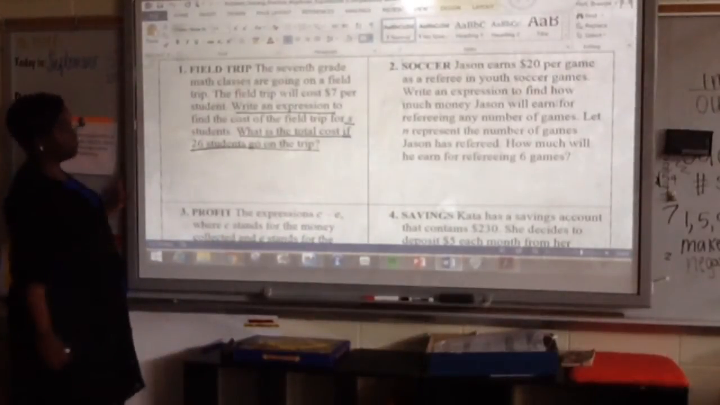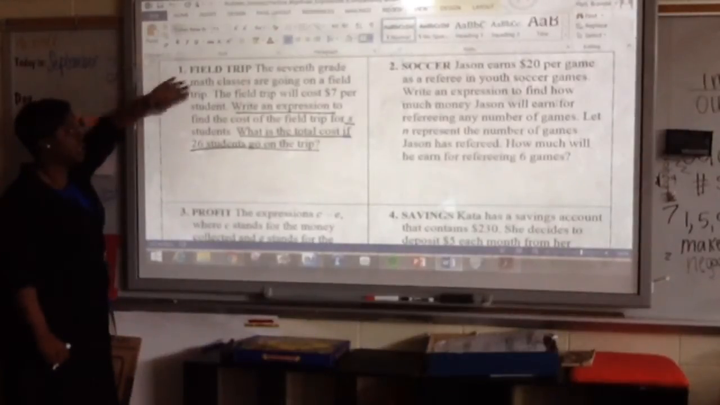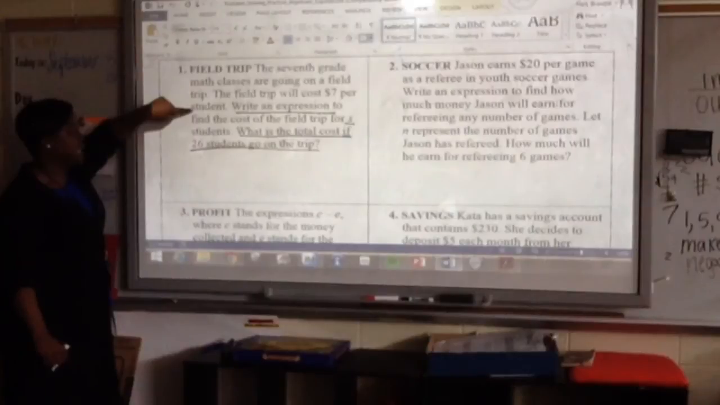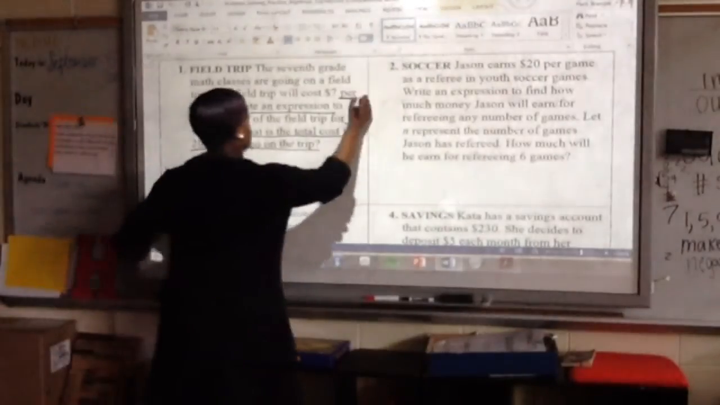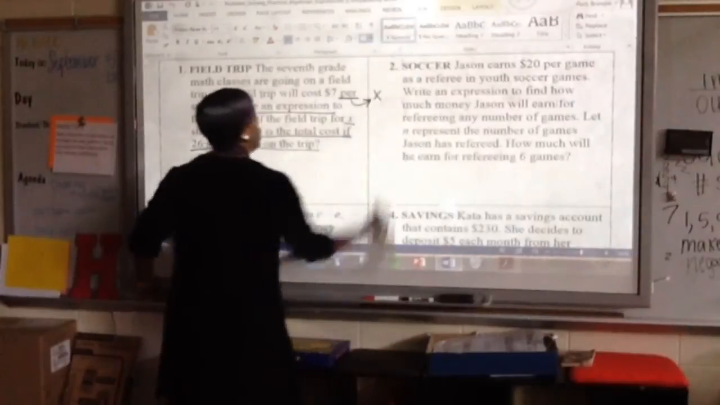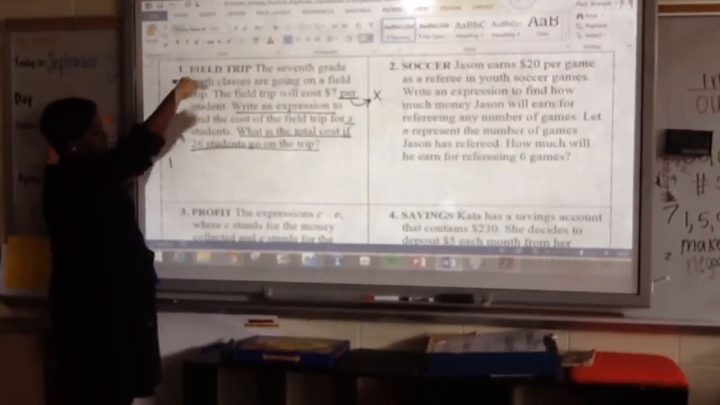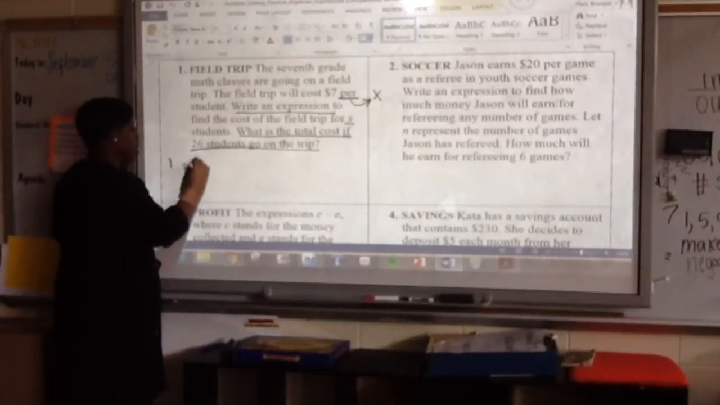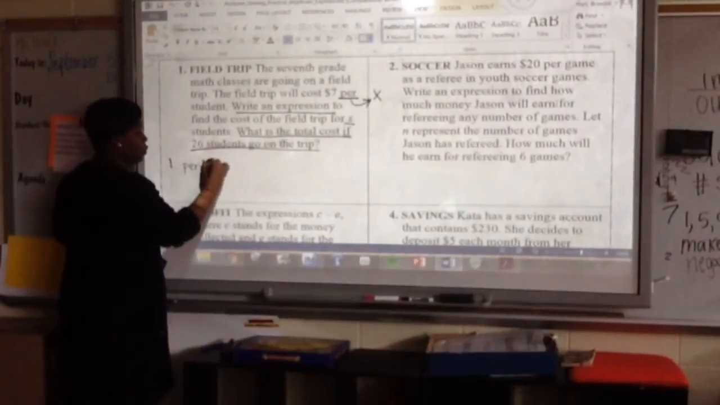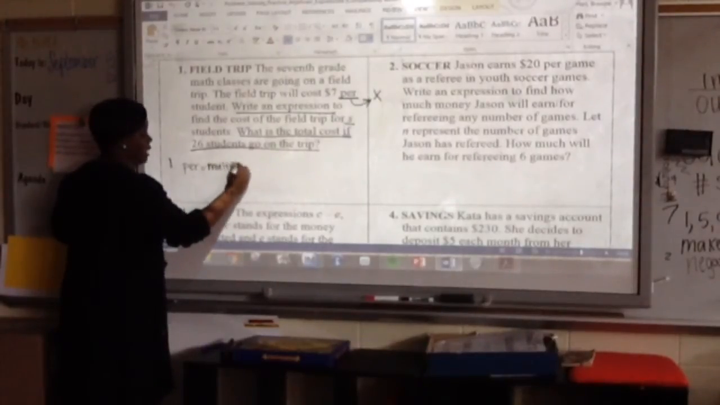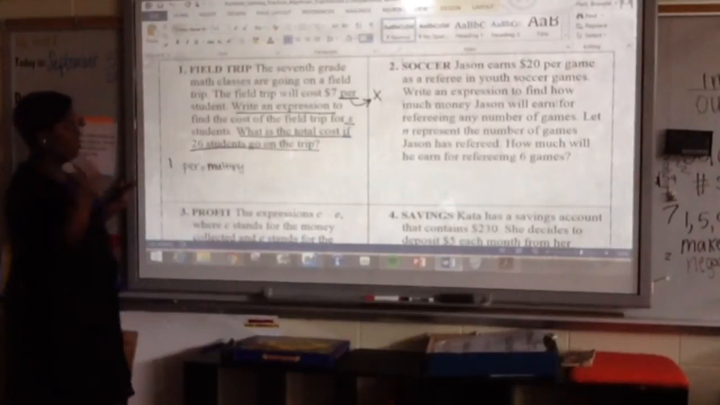Do you see any keywords? Let's start with the first sentence. The 7th grade math classes are going on a field trip. Any keywords in that sentence? No. All right, let's go to the second sentence. The field trip will cost $7 per student. Yes. What's the keyword? Which would mean to what? Multiply. So in your interactive notebook, you would write number 1 under your title, Problem Solving Algebraic Expressions. You would say per is a keyword, which means to multiply. That's what I mean by if you need to write it down in your interactive notebook.